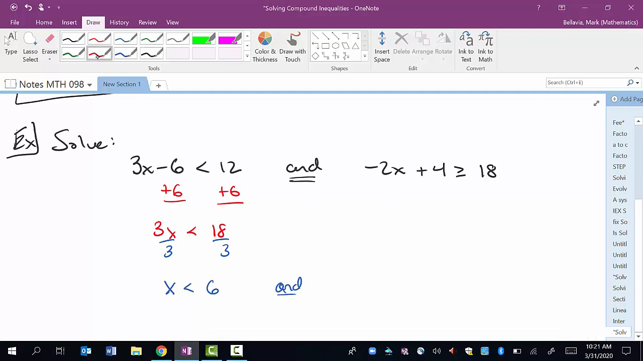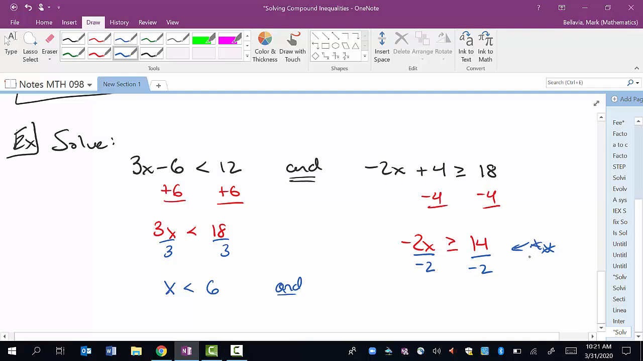We got negative 2x plus 4 is greater than or equal to 18, so I'll subtract 4 from each side to isolate the x term. I end up with negative 2x is greater than or equal to 18 minus 4 is 14. And then we divide by the coefficient here on x, which is negative 2, to isolate x. Remember, when you divide by a negative, this is a special rule that we said, you have to switch the direction of the inequality symbol, right? Because we divided by a negative number here. So this becomes x is less than or equal to 14 divided by negative 2 is negative 7.